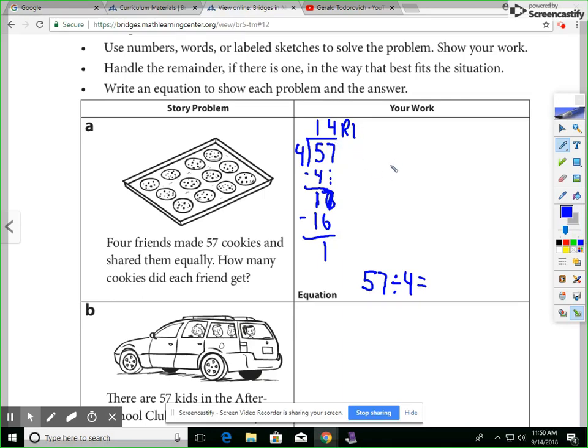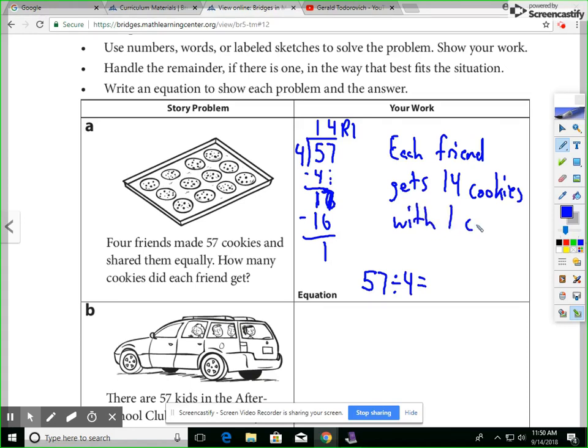Maybe they give it to their teacher, but they can't. One person can't take it because then it wouldn't be split equally. So maybe a quick little note here: each friend gets 14 cookies with 1 cookie left over. And so with that remainder, we're just ignoring it. We're just leaving it to the side. So our final answer we would put here: each friend is getting 14 cookies, and maybe circle that so we can show that. And then we just wrote what we did with the remainder. We're just going to leave it off to the side.